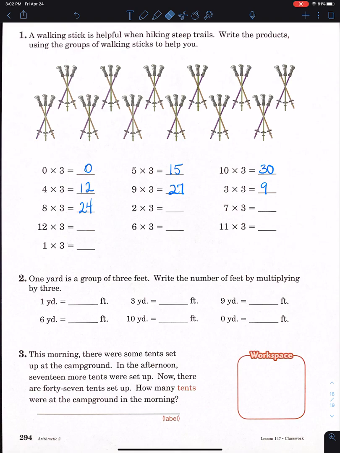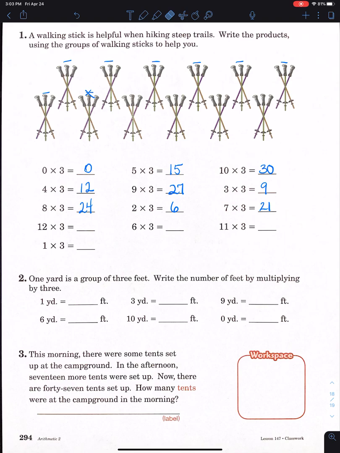Okay, 2 times 3. That's pretty simple. 2 times 3 is 6. Or 3 plus 3 is 6. 2 groups of 3. We've learned that one. 7 times 3. 3, 6, 9, 12, 15, 18, 21, 24. Oh, I went too far. Cross off that 24. 7 times 3 is 21.